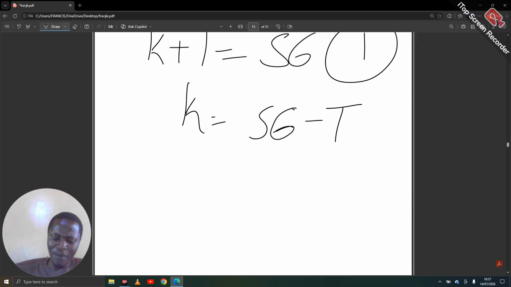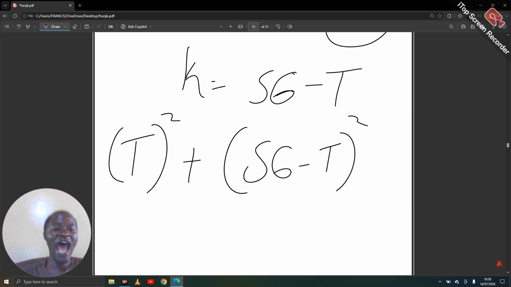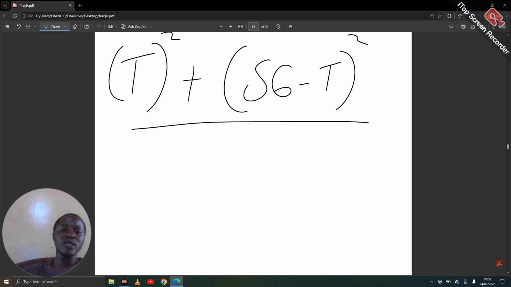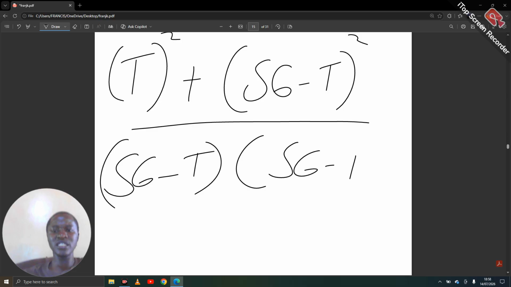Now, remember, give an expression of the sum of the squares. So they want us to get t squared plus (56 minus t) squared. Just an expression. And remember, you cannot leave your answer like this. You haven't done anything. This is what is required, but you can't leave your answer unsimplified this way. So you must simplify. So what we shall look at is 56 minus t multiplied by 56 minus t.